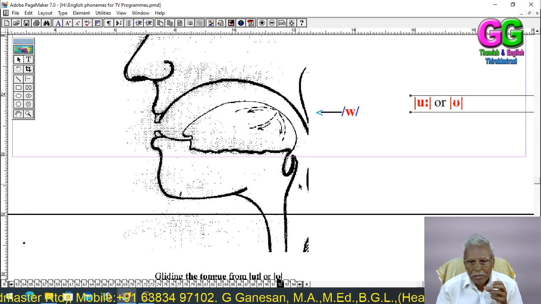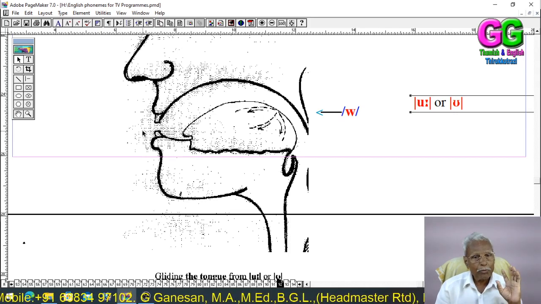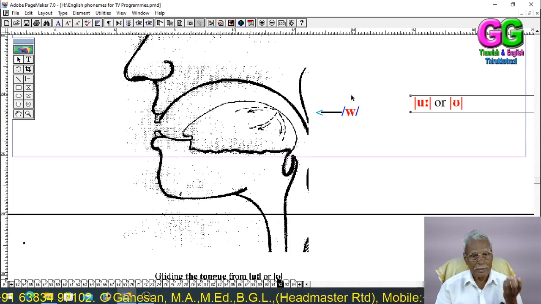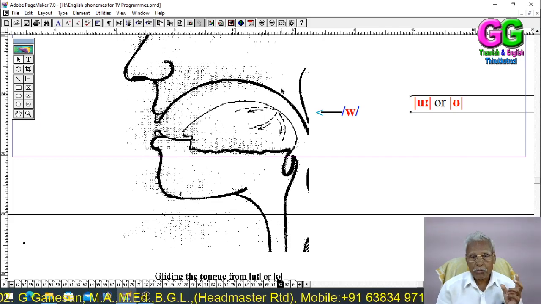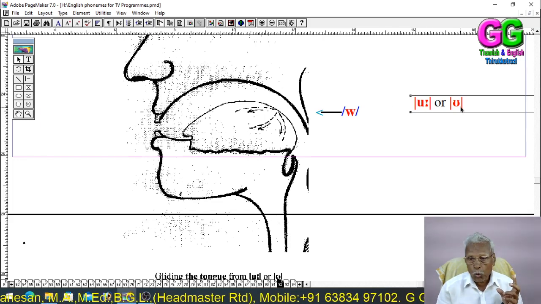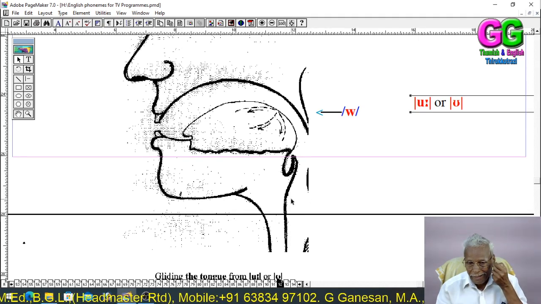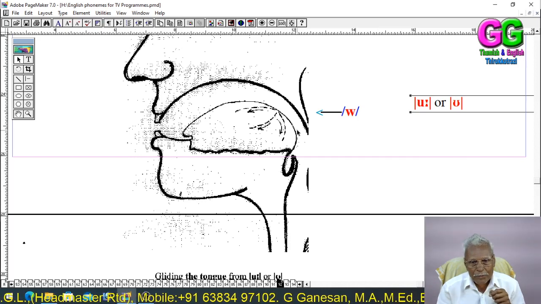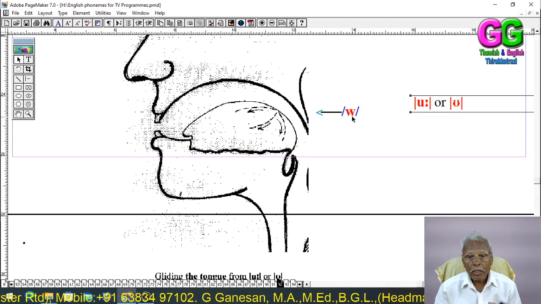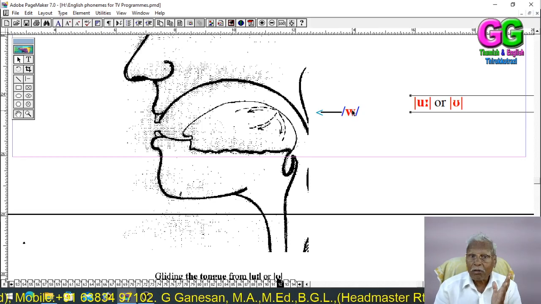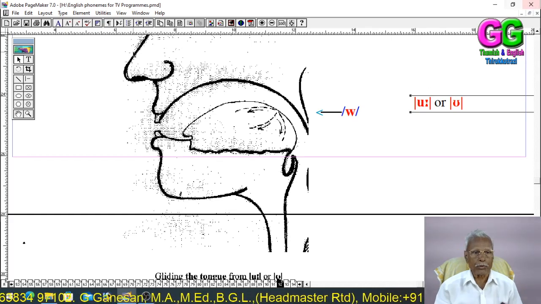The air pushed out by the vocal cords comes out through the mouth, producing the phoneme O. Again, when the back of the tongue moves from the position of woo towards some other vowel, the air pushed out by the vocal cords comes out this way, producing the vowel O. This is how the semi-vowel O is produced.